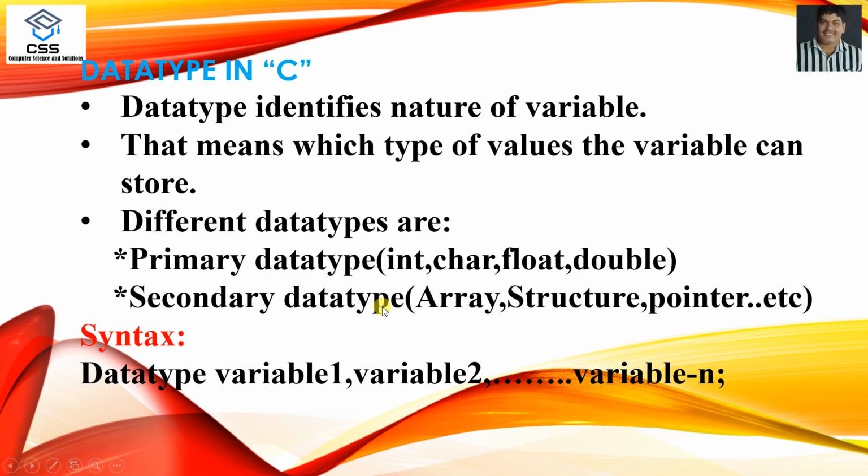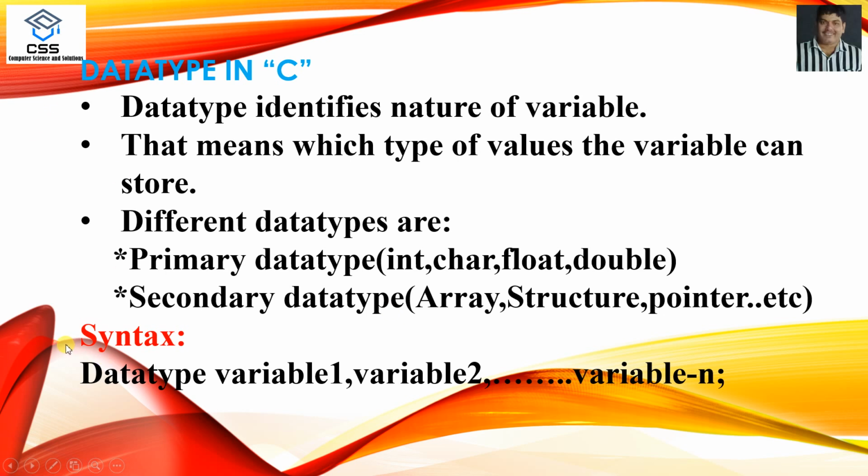The secondary data type includes array, structure, pointer, union, enum, and many other data types. These are the chapters we have to discuss in the latter part. But primary data type is essential for creating or using secondary data type. Without primary data type or basic data type, we cannot do anything in secondary data type.